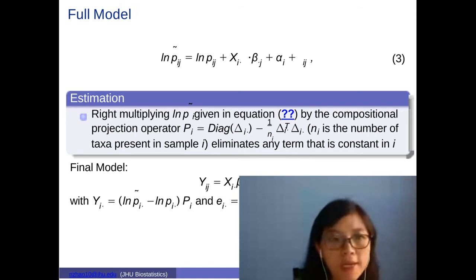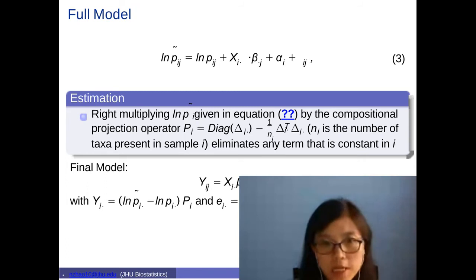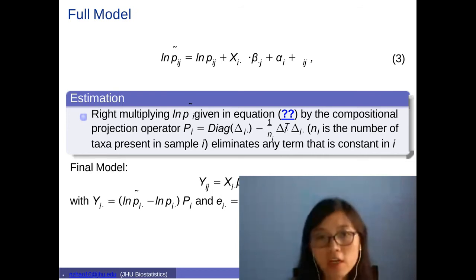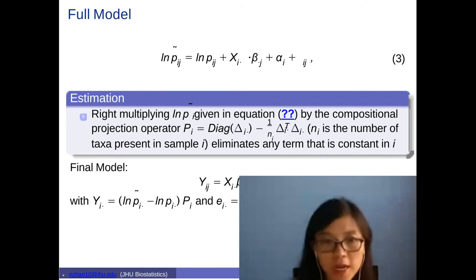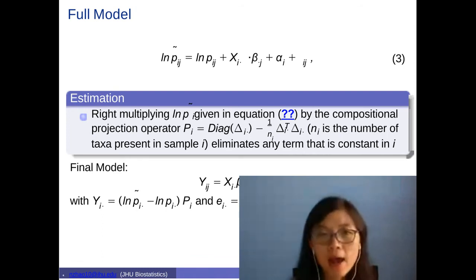So what we observe is that if we multiply our equations by a compositional projection operator, which is essentially the diagonal matrix of the delta, which is the indicator of whether or not that taxon is present in the sample, minus 1 over Ni, where Ni is the number of taxa present in the sample, times the inner product of delta I transpose and delta I, this will eliminate anything that is constant in I, and we no longer have to estimate alpha I.